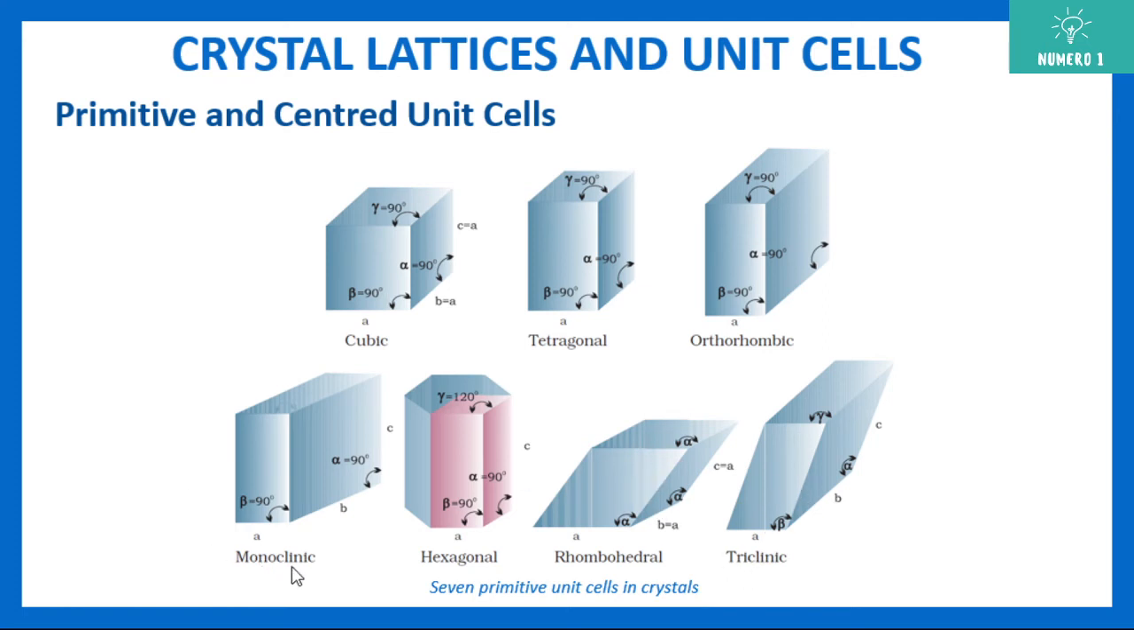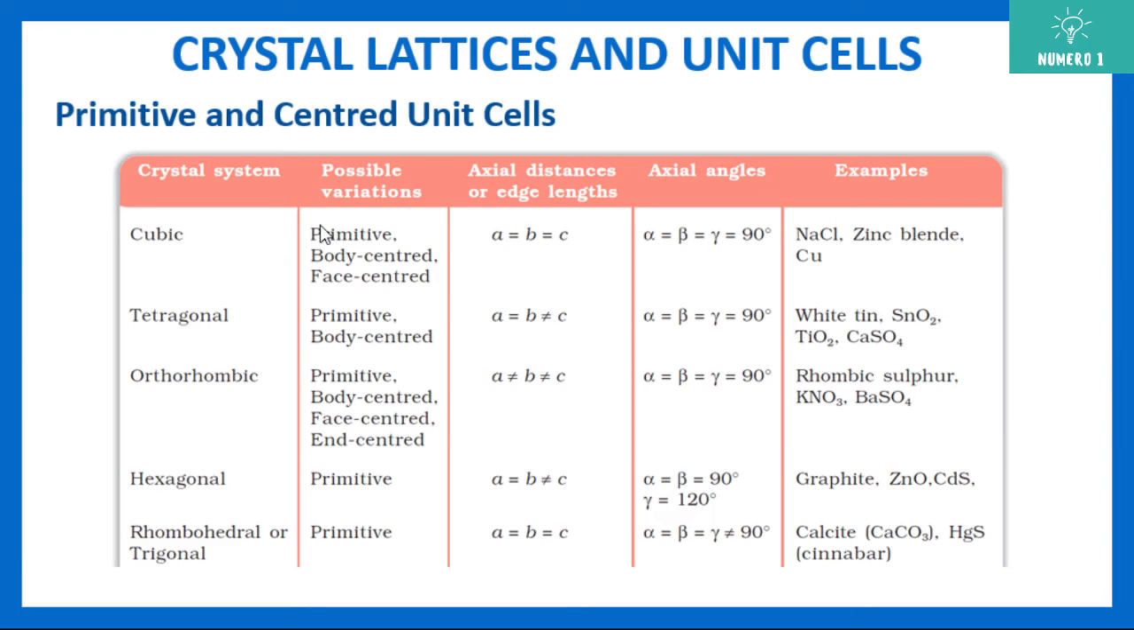So you can just observe what is different. Every one is different from the previous ones. These are the details. If you see in cubic, A equals B equals C, alpha, beta, gamma are all 90°. Examples are NaCl, zinc blende, Cu. Tetragonal: A equals B, not equal to C, but the angles are all the same. So between cubic and tetragonal, the angles are all the same, just C is not equal to A and B. That's the only difference.